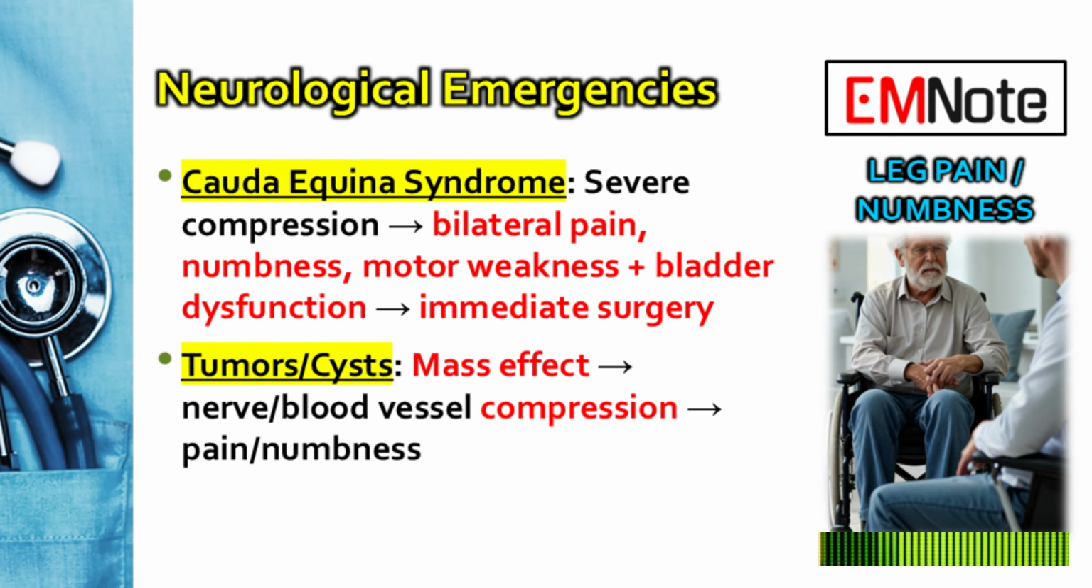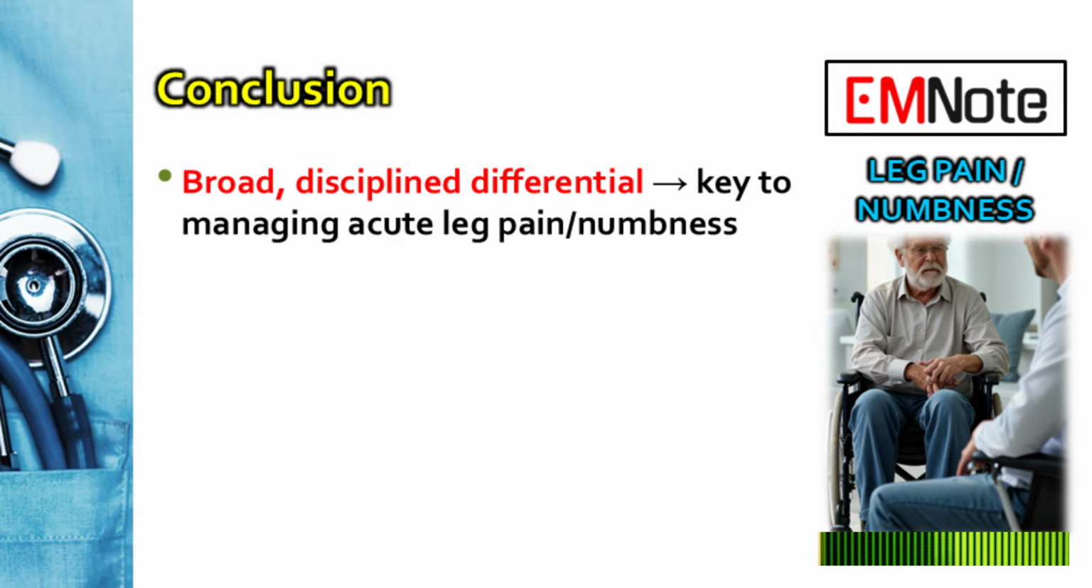The 8th category is tumors and cysts. Any space-occupying lesion or mass in the lower back or pelvis can generate leg pain and numbness by directly compressing a critical nerve or occluding a major blood vessel. These are often diagnosed after initial conservative treatments fail or when symptoms progress rapidly due to mass effect.